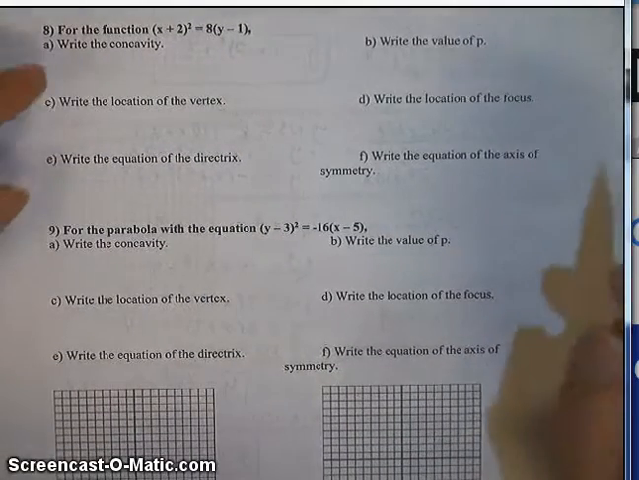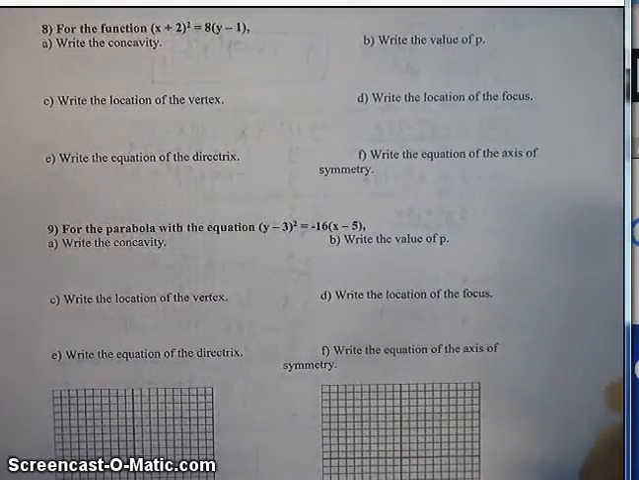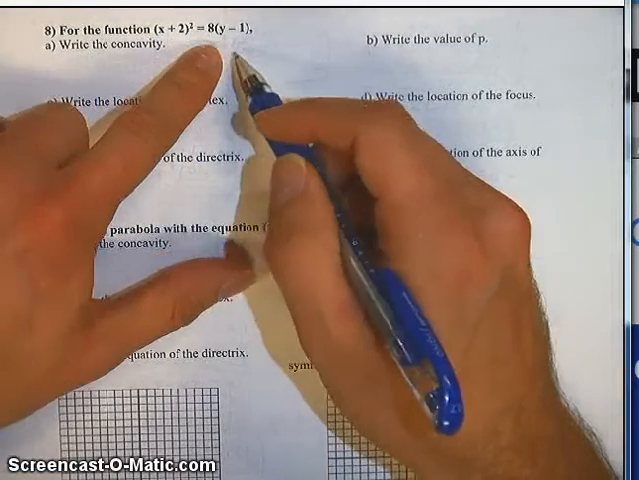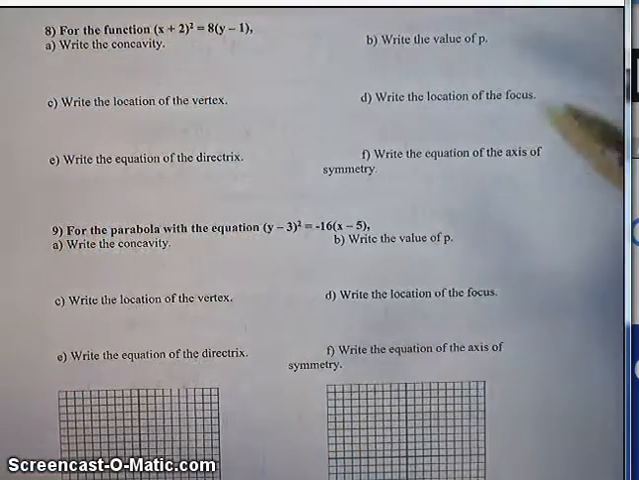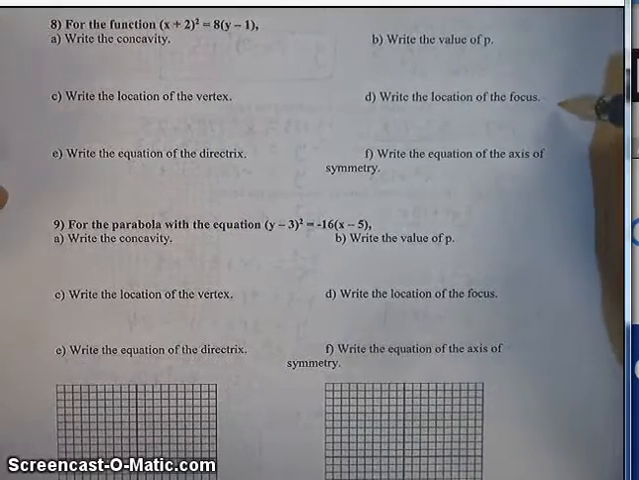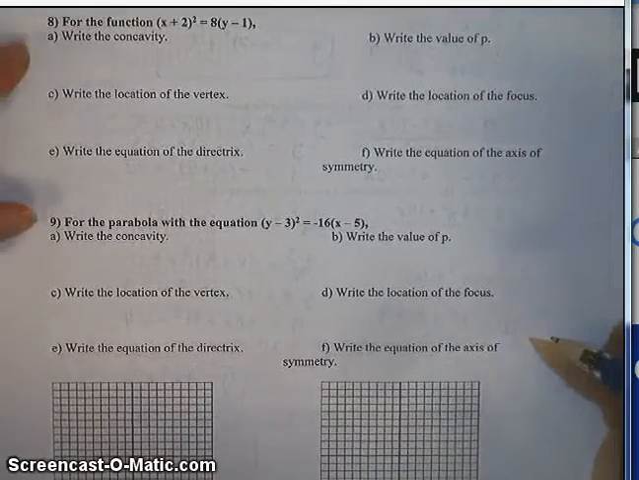I left off on number 7, and now we're jumping into number 8 on the test review. So we have some function that's in conic form: (x + 2)² = 8(y − 1). And we're supposed to find 6 things, right? The concavity, the value of p, the location of the vertex, the location of the focus, the equation of the directrix, and the equation of the axis of symmetry.